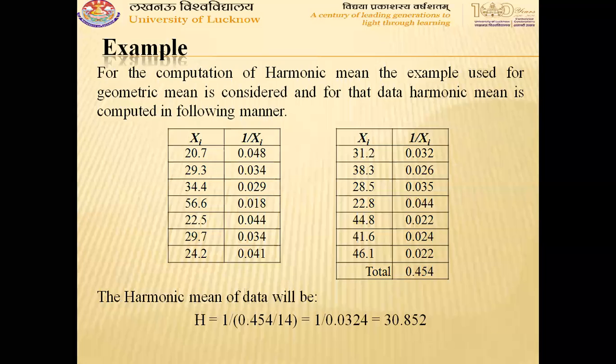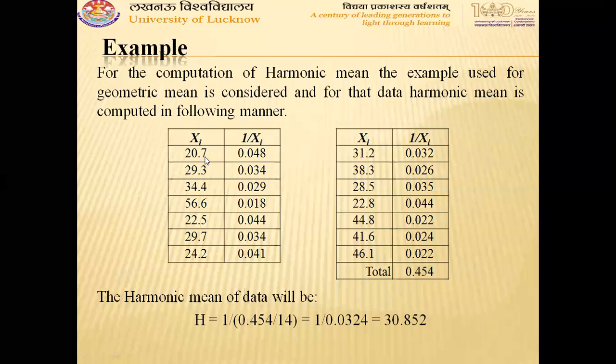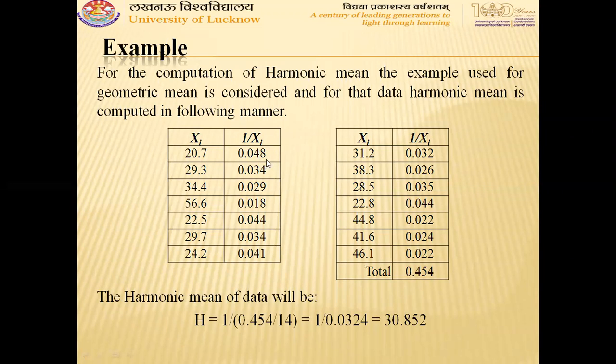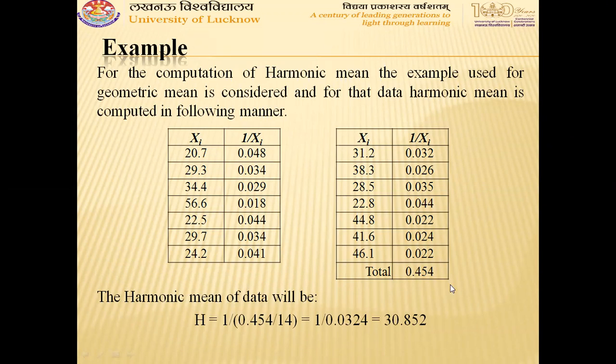Again, using the same example of 14 observations, I have calculated the harmonic mean. So for calculating harmonic mean, first invert the observations. That is, the observation was 20.7, then it will become 1 upon 20.7, then 1 upon 29.3, then 1 upon 34.4, and so on up to the last value. Then sum these inverses, which will provide the value 0.454.